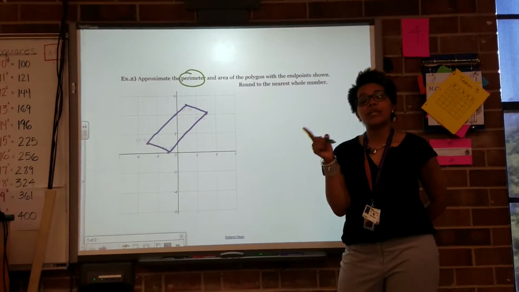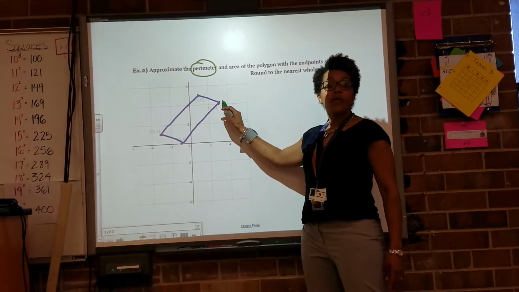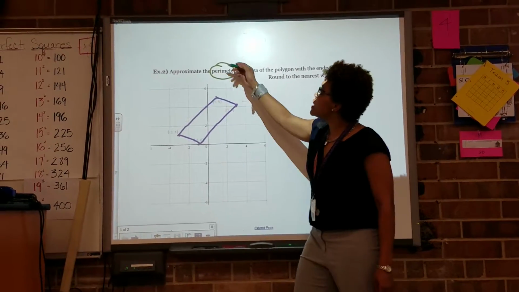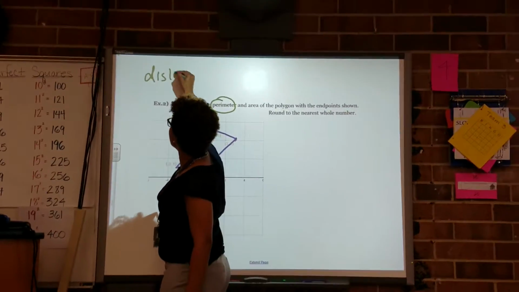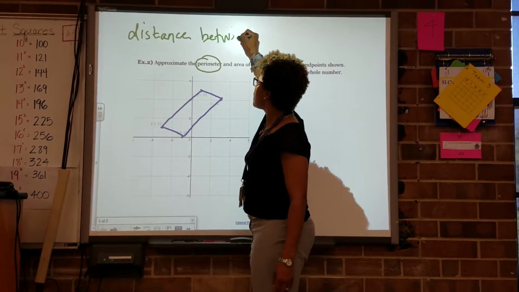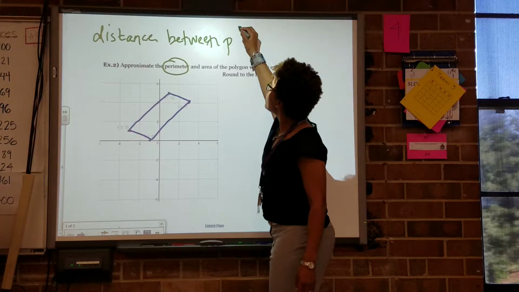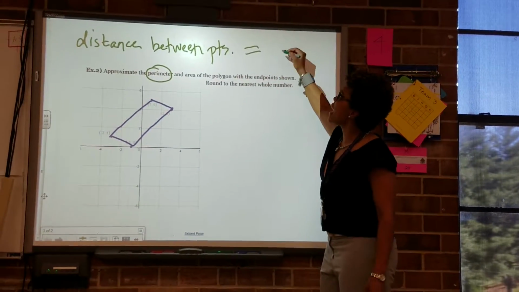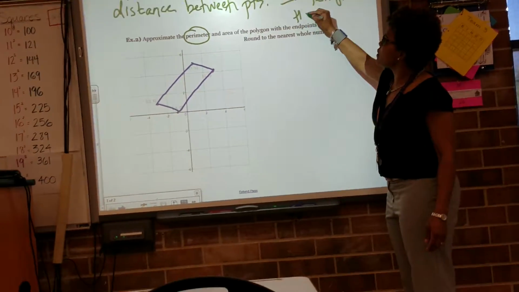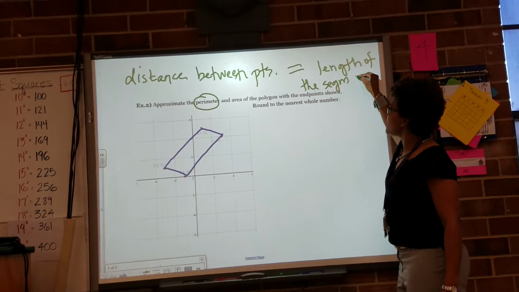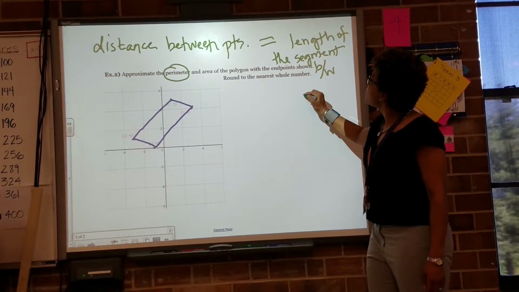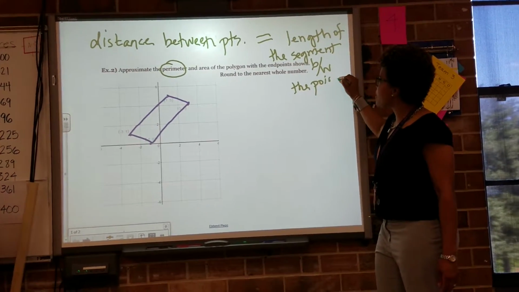So in example 1, we learned how to figure out the distance between points, which is the same thing as the length of this segment that connects the points. So the distance, you might want to make yourself a note, between points is the same thing as the length of the segment. This is super sloppy, so I'm very sorry. B/W means between the points. So those directions mean the same thing.